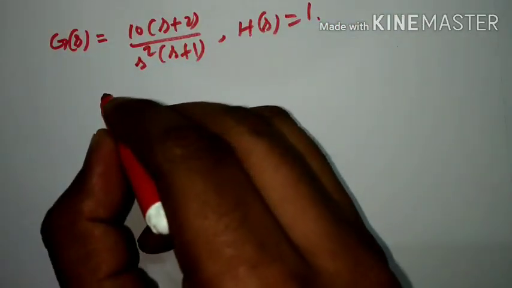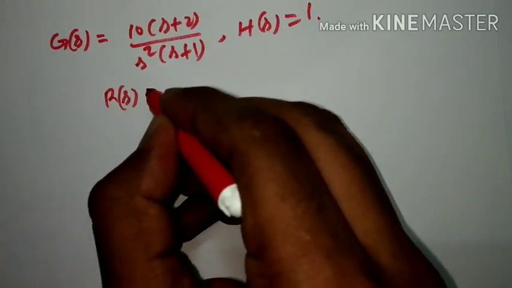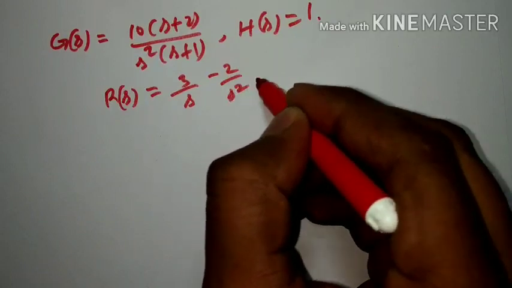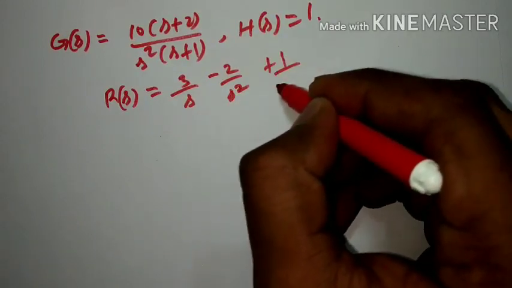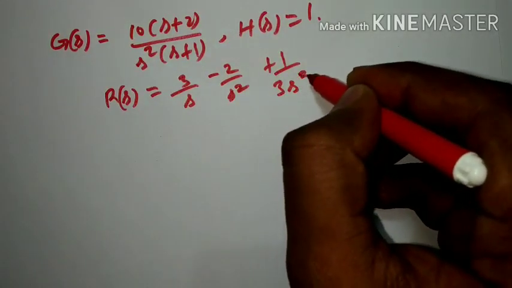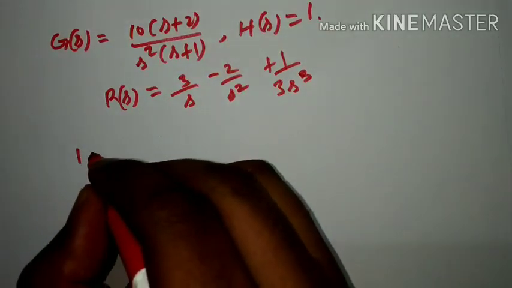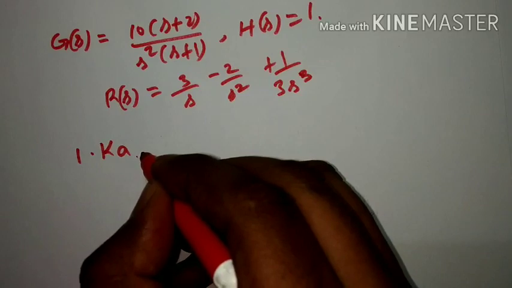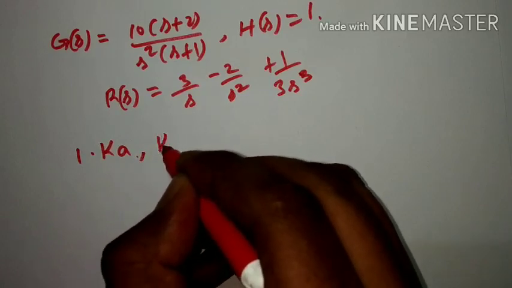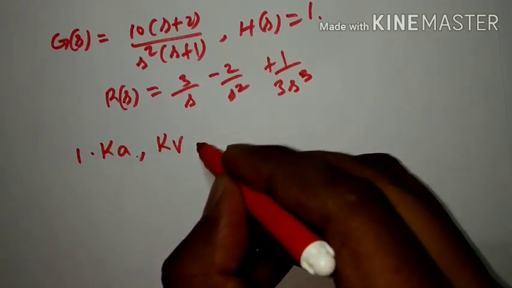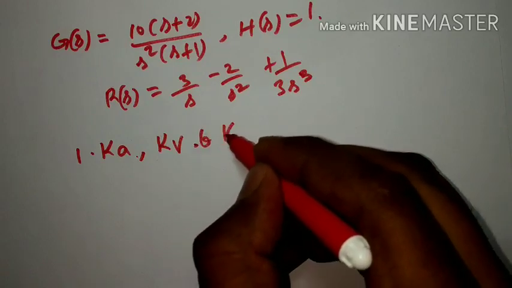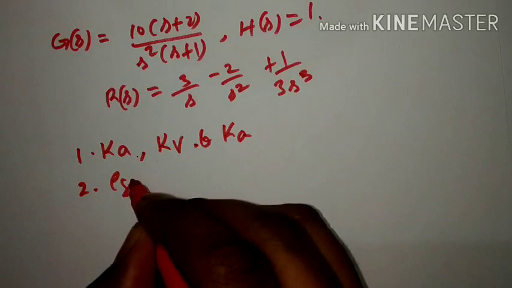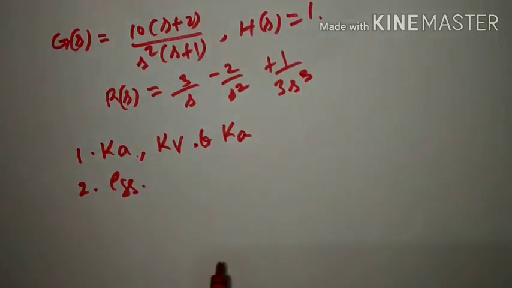You are given the input signal r of s is equal to 3 by s minus 2 by s square plus 1 by 3 s cube. In the first problem we have to find Kp, the position error constant, then Kv, the velocity error constant, and the acceleration error constant. In the second problem we have to find the steady state error. These values you have to find.